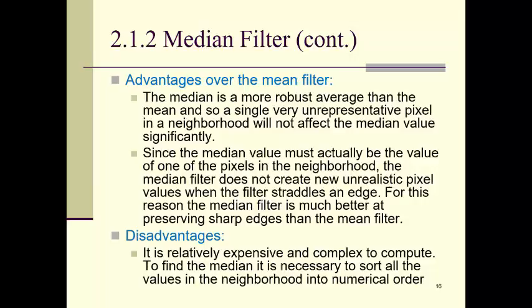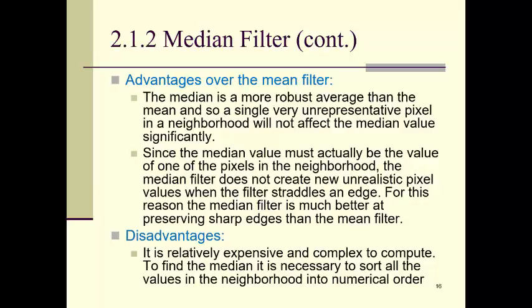At the same time, if I have an unrepresentative value, it will be excluded. It will be considered what is called an outlier. Either it is the minimum value, very low, or it is very high. So it will be removed. It will not be considered.